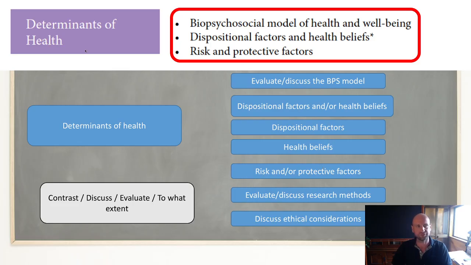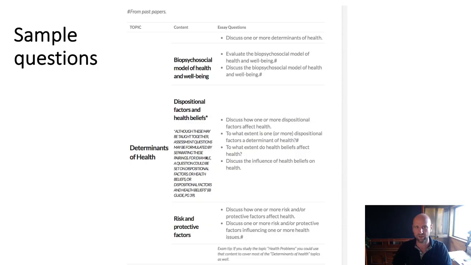And again, determinants of health: you've got to evaluate or discuss the research methods in understanding determinants of health and the ethical considerations. All right. So here are some possible example questions. The hashtags here are those that have already been asked. And here's a good example of a "to what extent" question: To what extent is one or more dispositional factors a determinant of health?